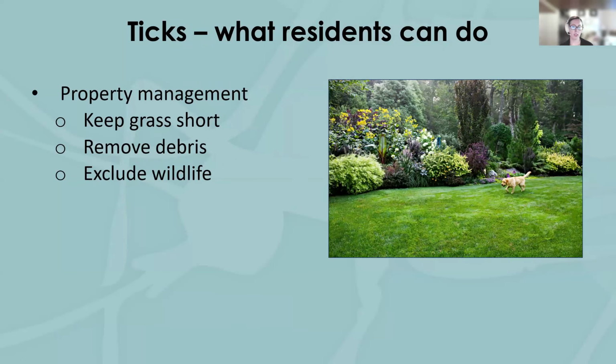And then I want to talk about what you can do when it comes to ticks. So even though backyard exposure is not as important in California, it's good to know that if you're the manager of a property or if you have a larger yard, particularly if your yard backs to open space or is connected to any kind of wilderness area, it can help to keep grass trimmed short and remove debris from the yard. It can also help to exclude wildlife, for example, by fencing for deer. That can cut down on the tick population and also reduce tick exposure.